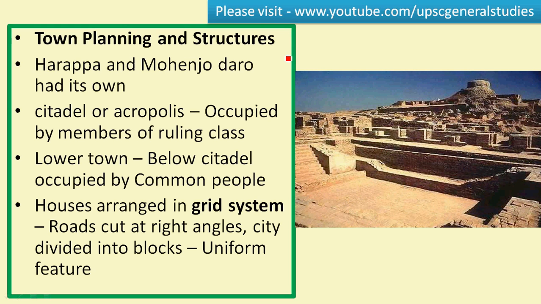First let's look at the town planning, which is majorly represented by the Harappa and Mohenjo-daro towns. Harappa and Mohenjo-daro had their own citadel and lower town. The city was divided into citadel and lower town. The citadel or acropolis was constructed on a raised platform, in an elevated area, and this citadel was occupied by the aristocrats or ruling class, and the lower town was occupied by the common people.